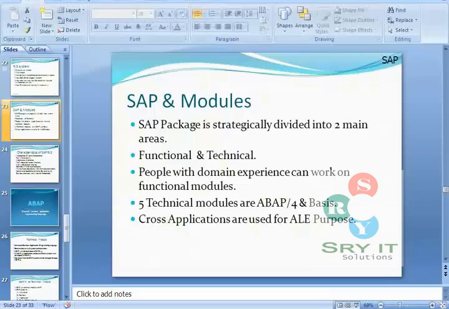Yes, middleware. We are talking about middleware only, no? The BAP is a middleware for functional and technical. Okay, that's fine, yes, we are doing it.